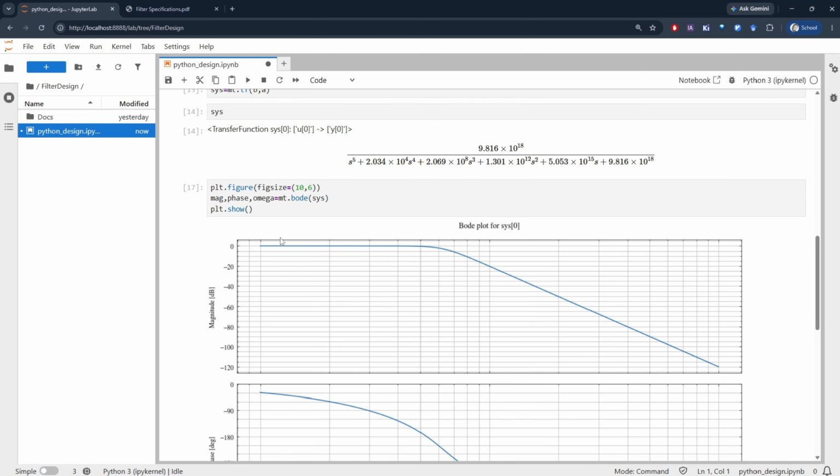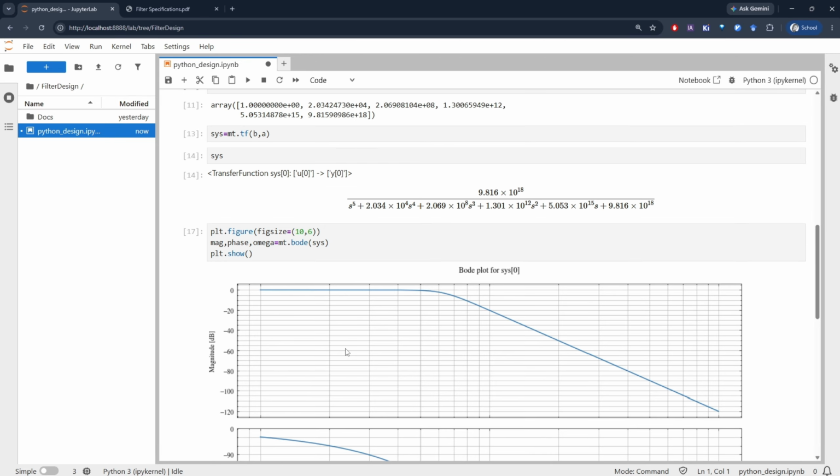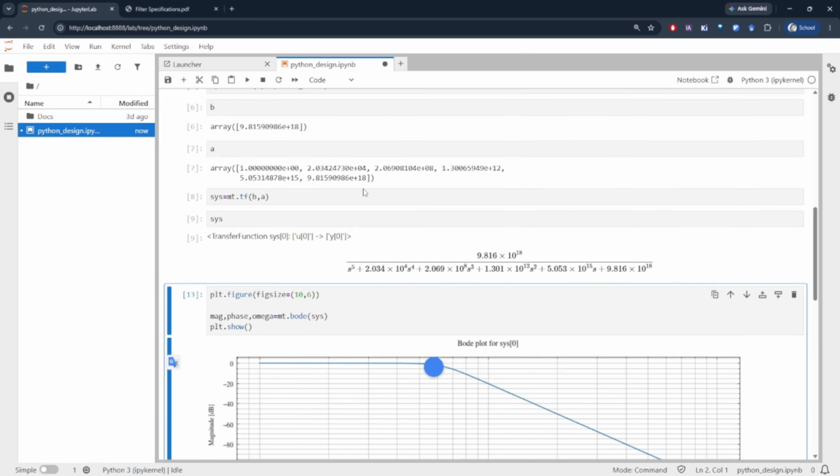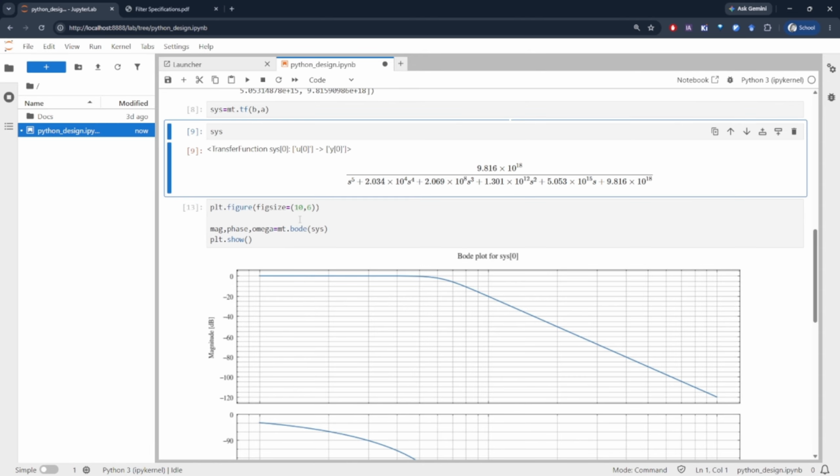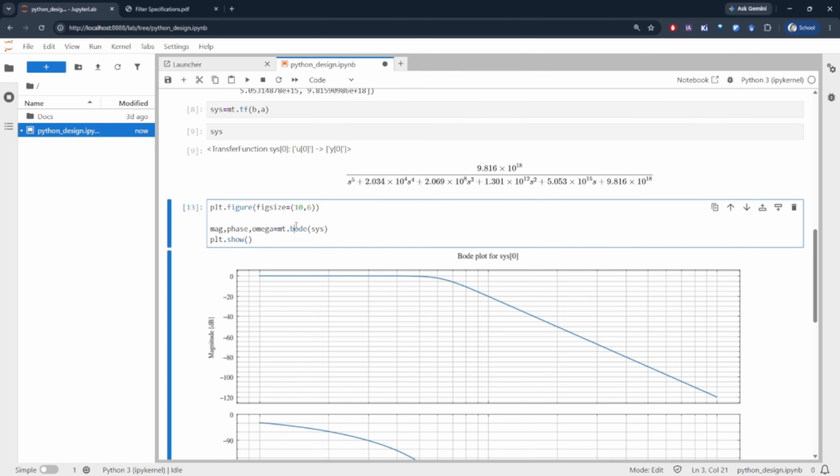So you can see there's no oscillations in the passband. It's just flat, maximally flat. So this is now the response. Now, when you simulate in LTspice, we expect to get such kind of a plot. Now let's go to LTspice and try to simulate and see if we'll get the same plots as what we have got here.